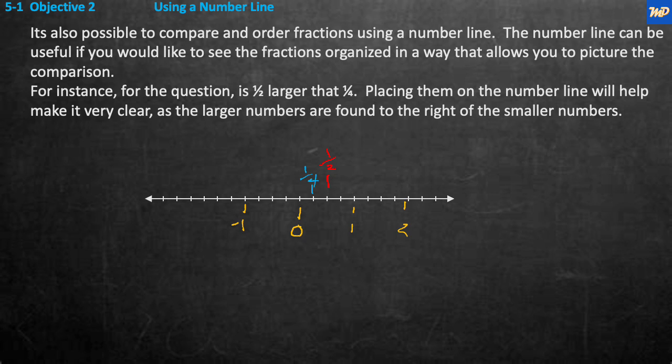So, as it says here, the larger numbers are to the right of the smaller numbers, and we're going to the right in this direction here. The half is farther to the right than the quarter. So the half is absolutely larger than the quarter.